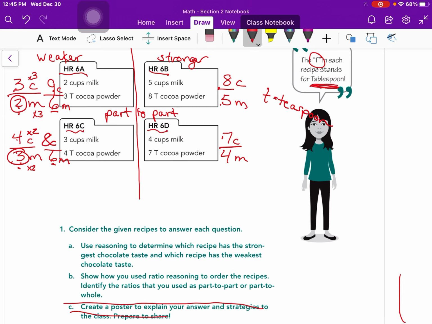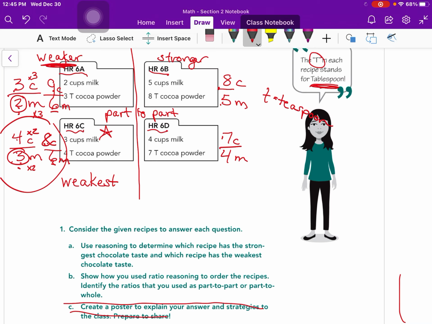This one has 8. So which one would be weaker would be the one that is less. This one should be the weakest cocoa because it has the least amount of cocoa to milk parts. This one's almost half cocoa and half milk. So I've got the weakest. Now I just have to figure out the strongest.